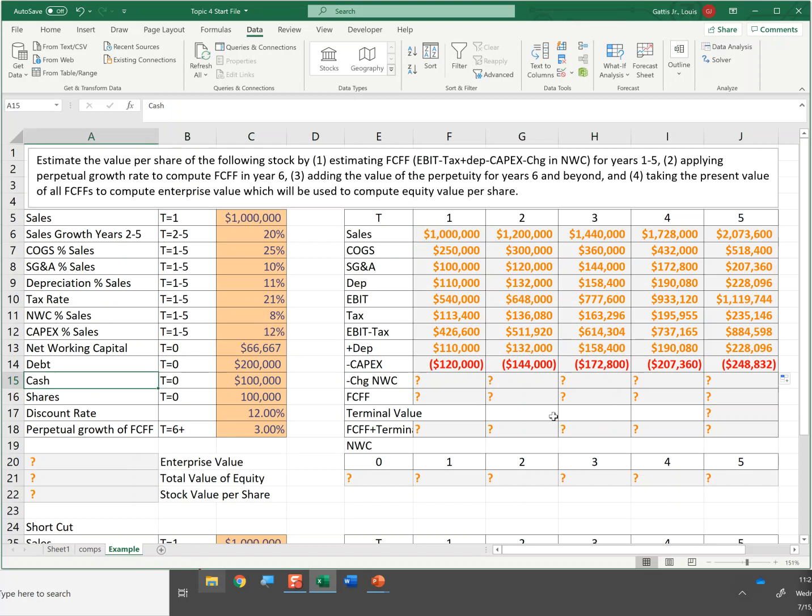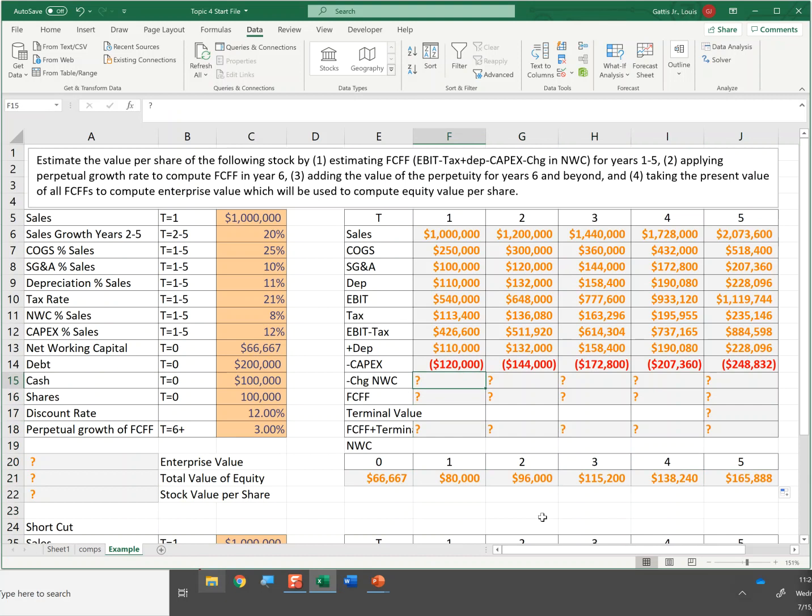Now net working capital, what is my assumption here? Net working capital year 0 is 66, so I'm going to make a note down here of net working capital. So it was 66,667. And then in future years, net working capital as a percentage of sales is 8%. I'm going to assume that's non-cash. So here's my estimate of net working capital years 1, 2, 3, 4, 5.